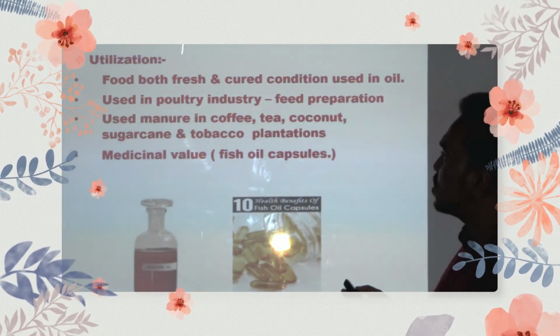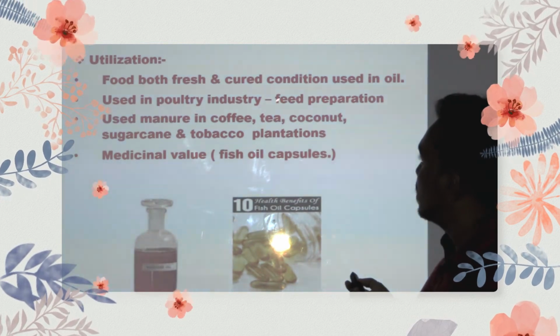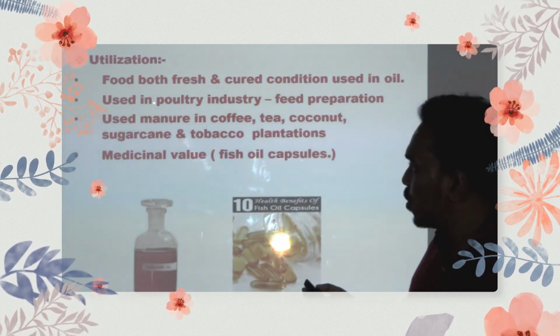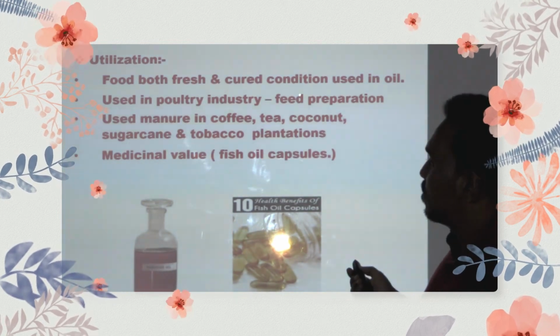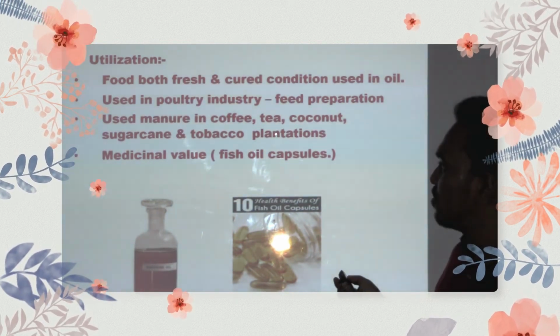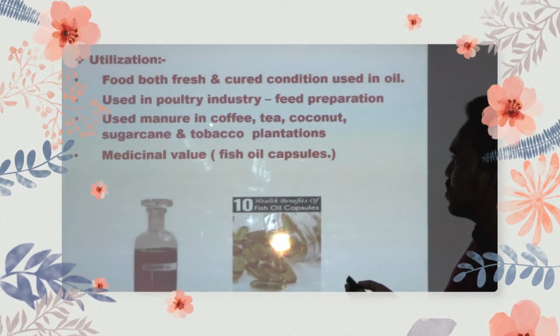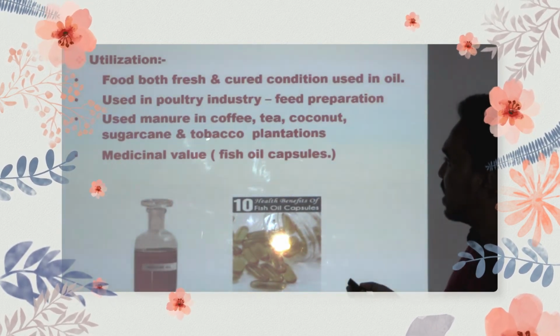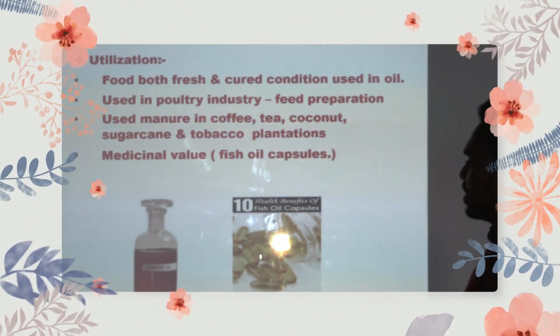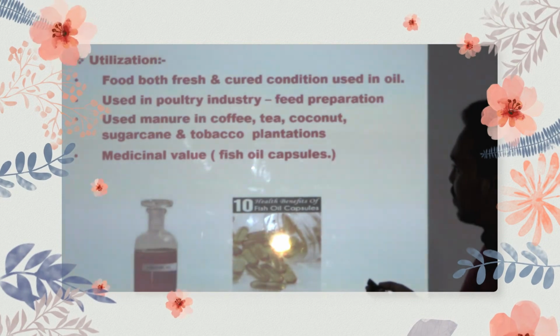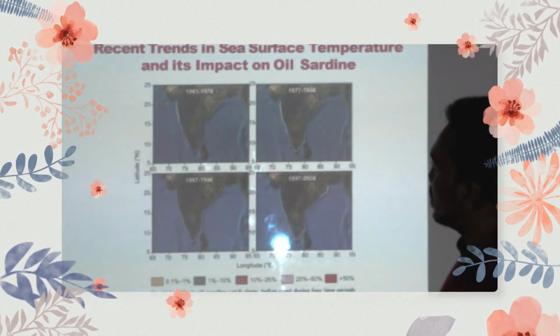This species is utilized both fresh as well as in cured condition due to its rich source of protein, and it is used in the poultry industry for feed preparation when it is landed in huge volumes. It is used as manure in coffee, tea, coconut, sugarcane and tobacco plantations. It has a high medicinal value and is especially used in fish oil capsule production.